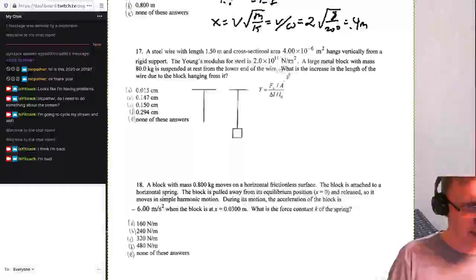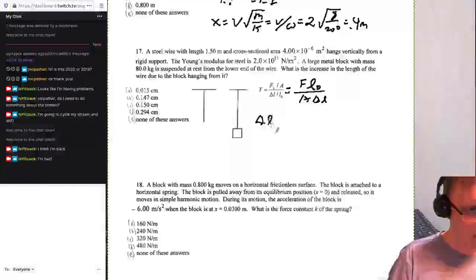So now we have the force perpendicular. What is the increase in length of the wire due to the block hanging from it? So I was looking for delta L. Okay, so this is F L naught divided by A delta L. So I'm going with the delta L. So delta L is equal to mg, which is the force provided, times L naught, divided by A and the Young's modulus.